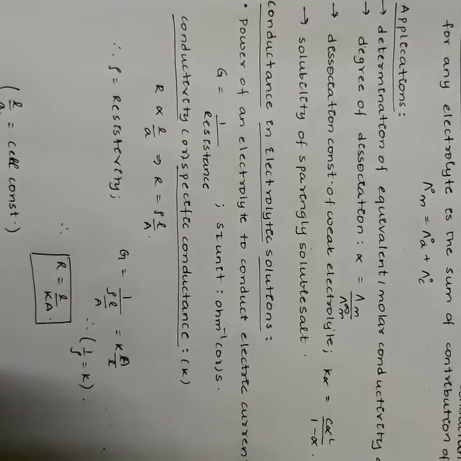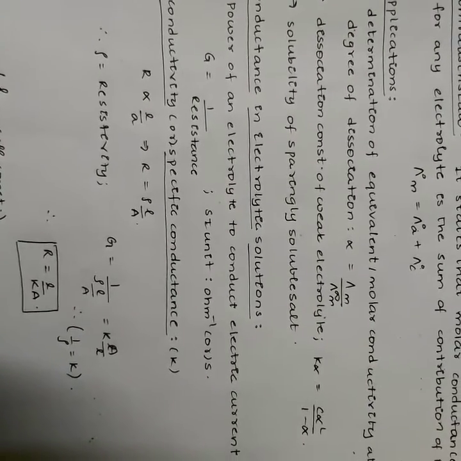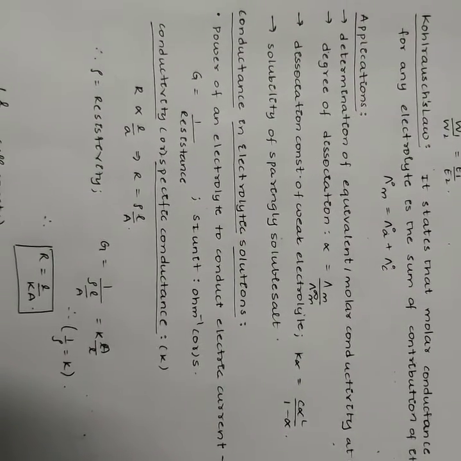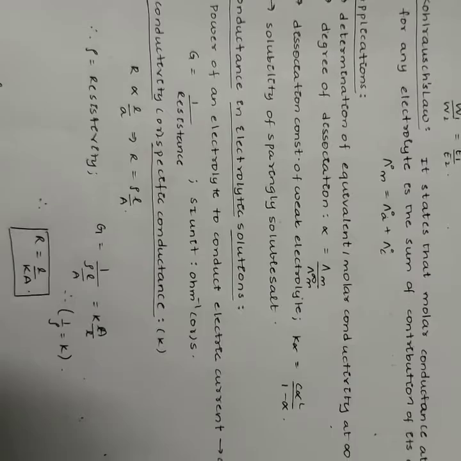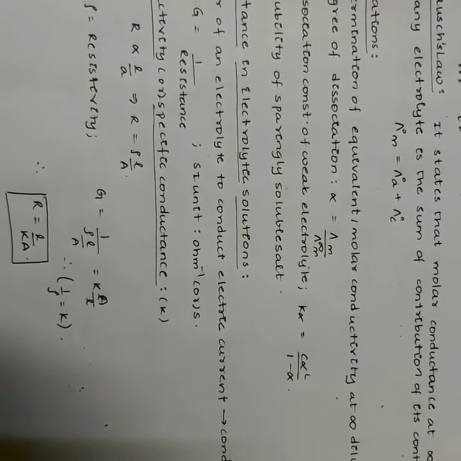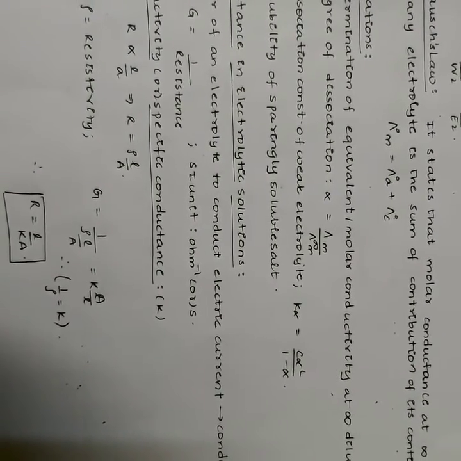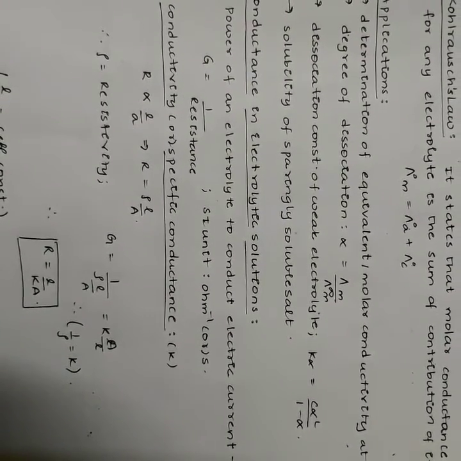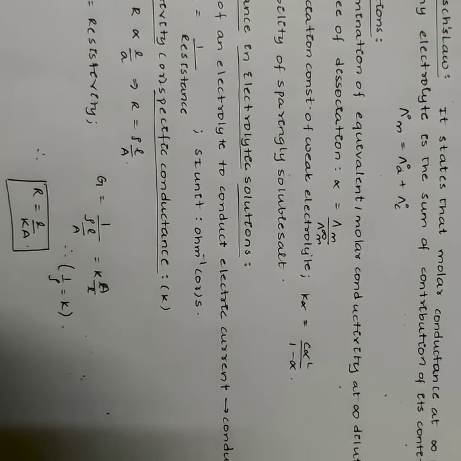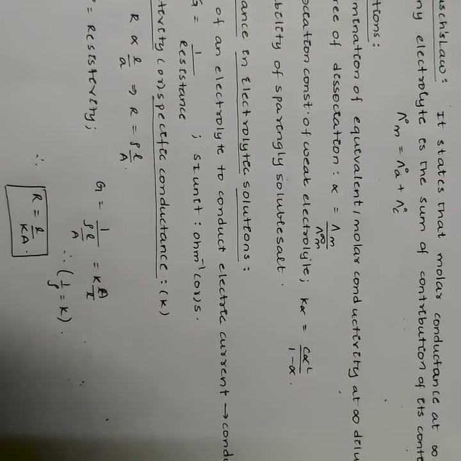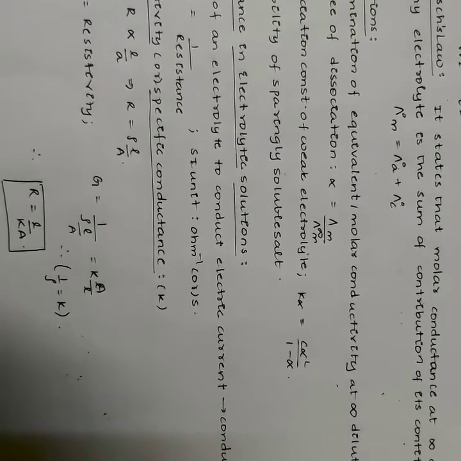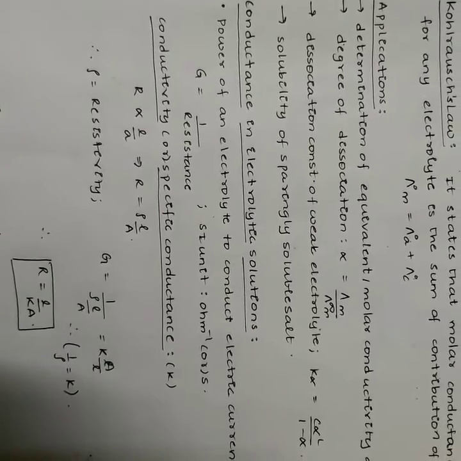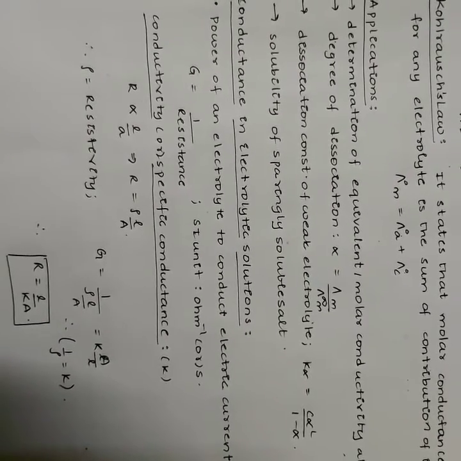Applications of Kohlrausch's law. For the determination of equivalent or molar conductivity at infinite dilution, and degree of dissociation alpha, that is molar conductance at a given concentration divided by molar conductance at infinite dilution. The dissociation constant of a weak electrolyte, that is Ka, is C alpha square by 1 minus alpha. For a weak electrolyte, alpha is much less than 1, then Ka is C alpha square. It is also used for the determination of solubility of sparingly soluble salts.